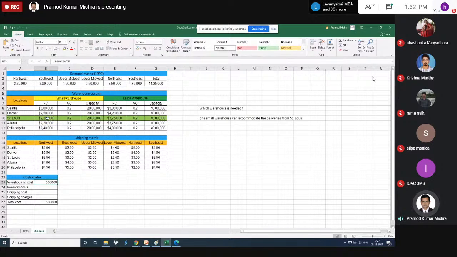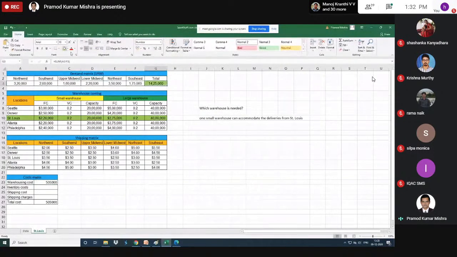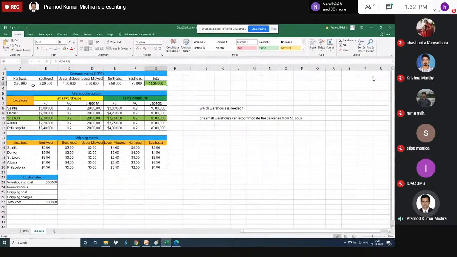So one is the fixed cost, that is 2,20,000 US dollars, plus 0.2 into the amount that is flowing from the St. Louis warehouse to all these places. That I can say 3,20,000 to northwest, St. Louis 2 lakh, upper Midwest 1,60,000, and so on. So the total is 14,25,000. So this is the cost that we calculated.